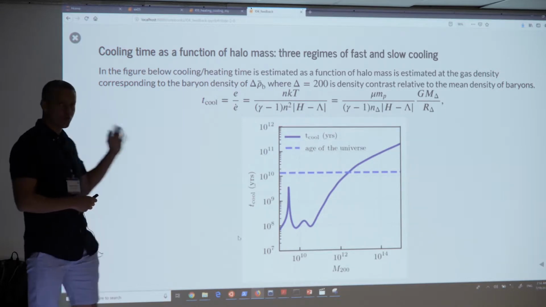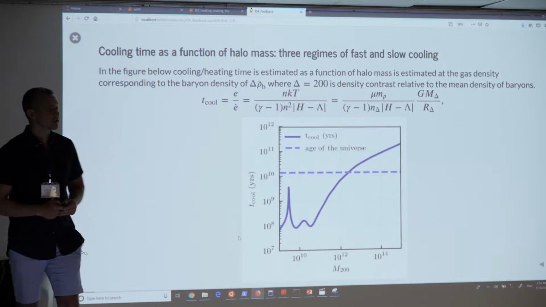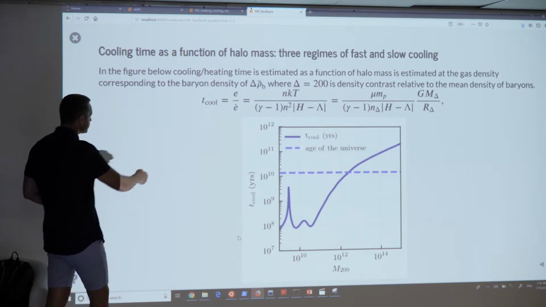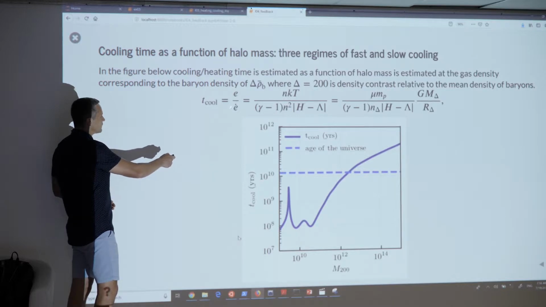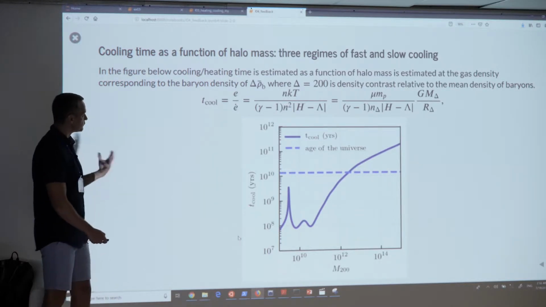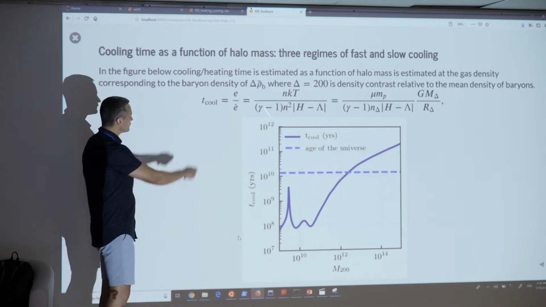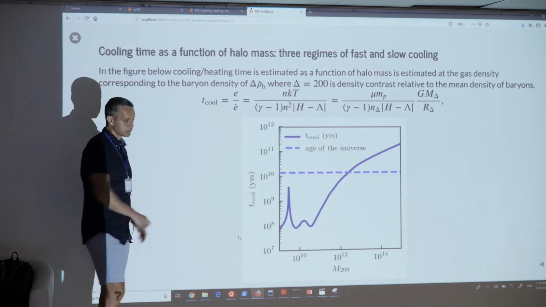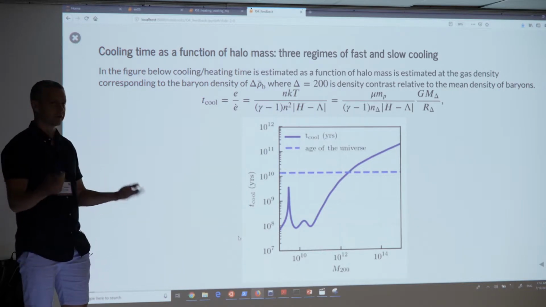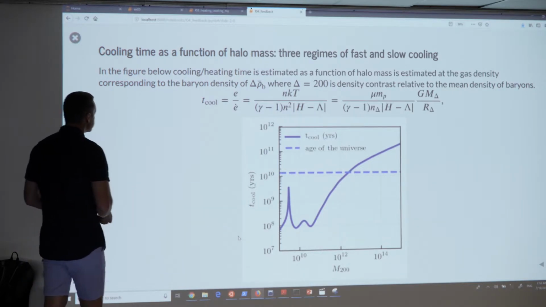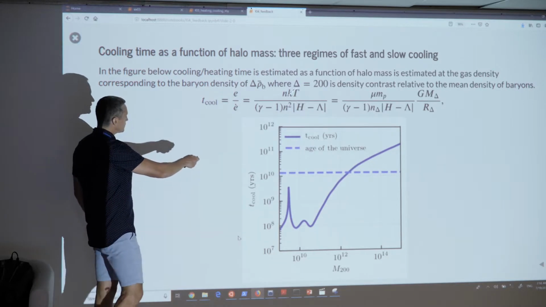I was talking about the cooling heating time yesterday. This time is defined as the thermal energy of the gas divided by the rate at which this thermal energy is changing, either due to cooling or heating, depending on which one dominates. And the thermal energy, assuming that gas is ideal, which is a great assumption for plasmas in the universe almost everywhere because the plasmas are rarefied, is just nkT divided by gamma minus 1.